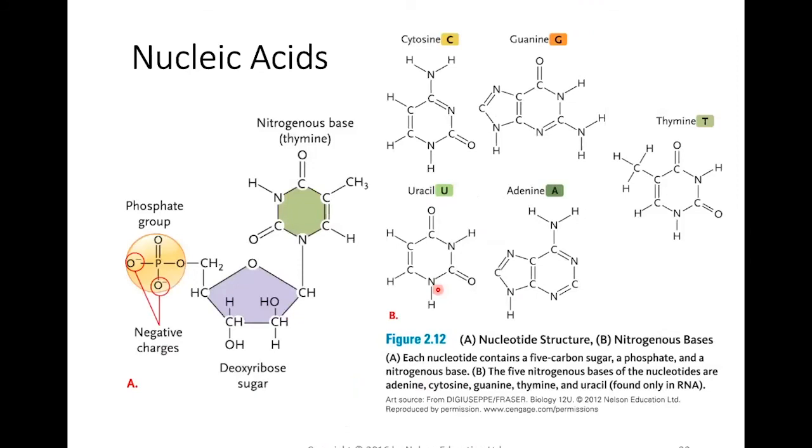Now, there are 5 different types of nitrogenous bases, okay? In DNA and RNA, we have cytosine, guanine, and adenine. The difference is that in DNA we have thymine, and in RNA we have uracil.